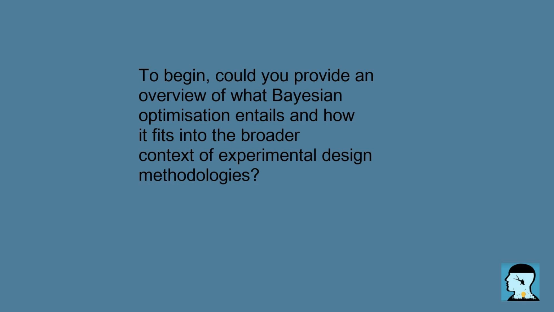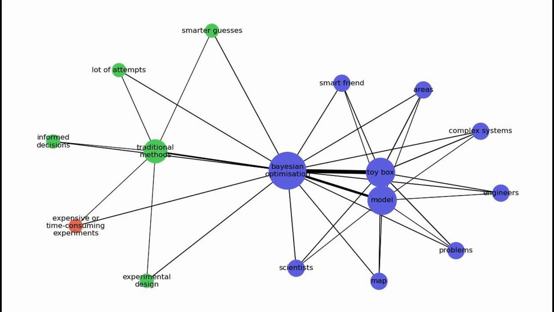To begin, could you provide an overview of what Bayesian optimization entails and how it fits into the broader context of experimental design methodologies?